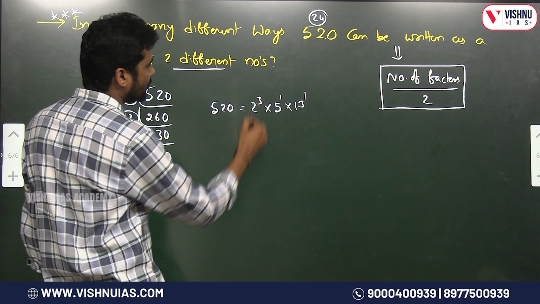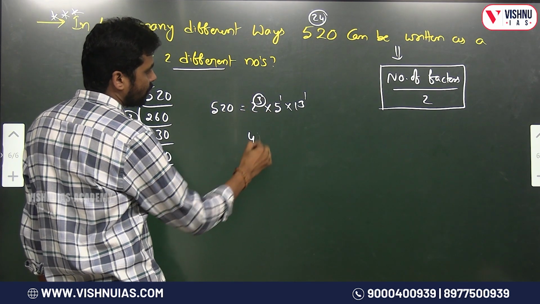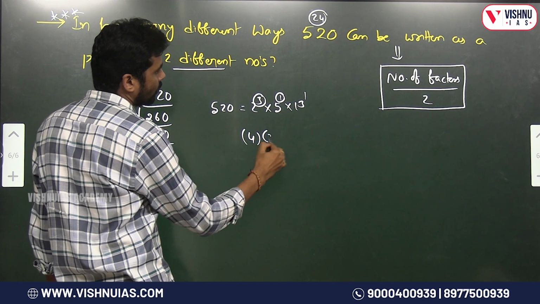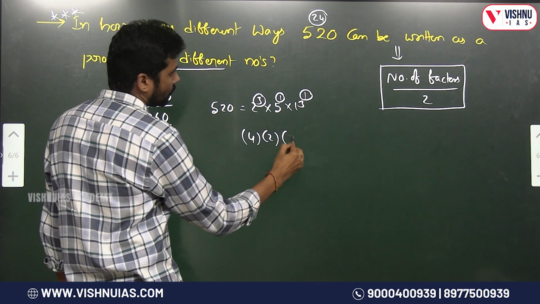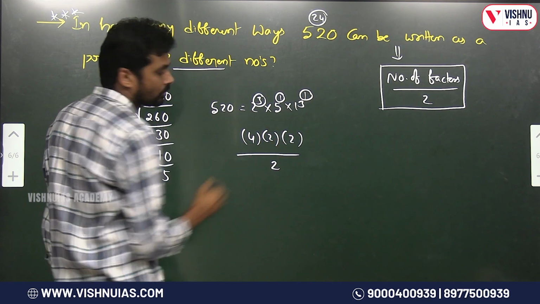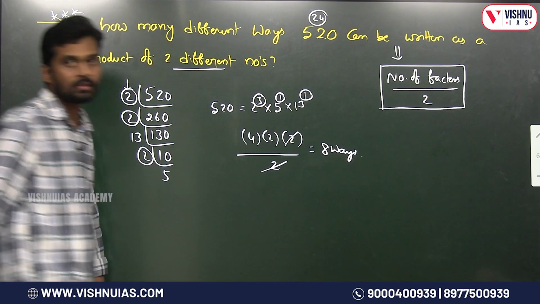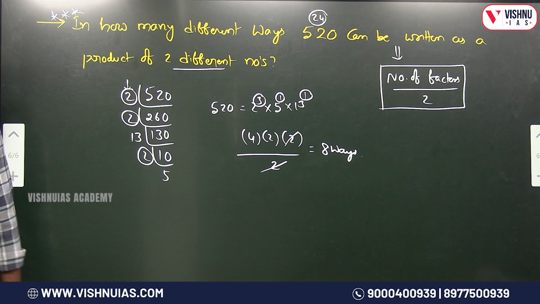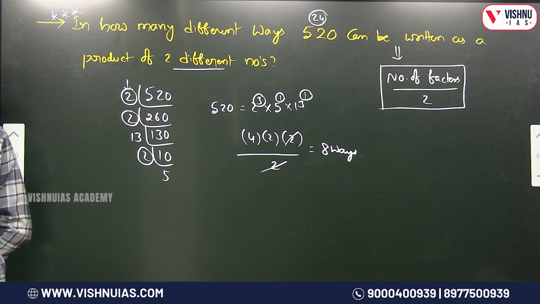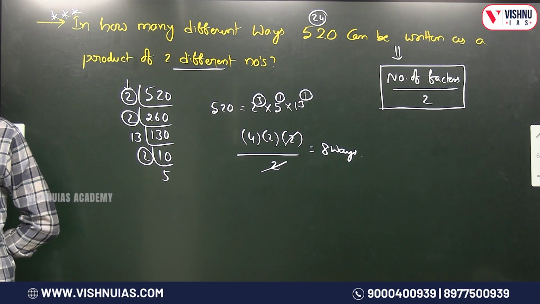So the number of factors means what? 3 plus 1 is 4, 1 plus 1 is 2, 1 plus 1 is 2. So divided by 2, how many ways? 520 can be written as a product of two different numbers in 8 ways. Okay, so it is simply the total number of factors divided by 2.